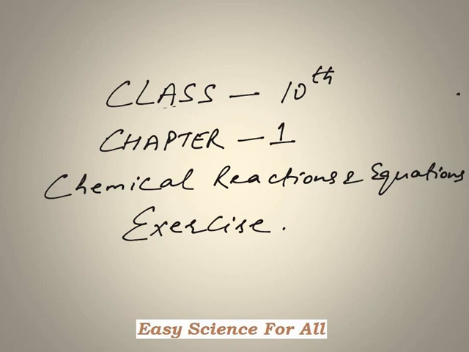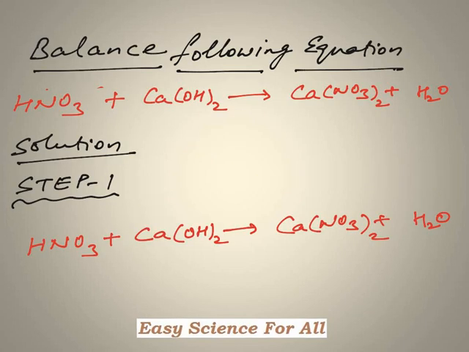In this session, we are going to learn how to balance an unbalanced chemical equation. So we are going to balance this equation in which there are two reactants, namely nitric acid and calcium hydroxide, and there are two products, namely calcium nitrate and water.